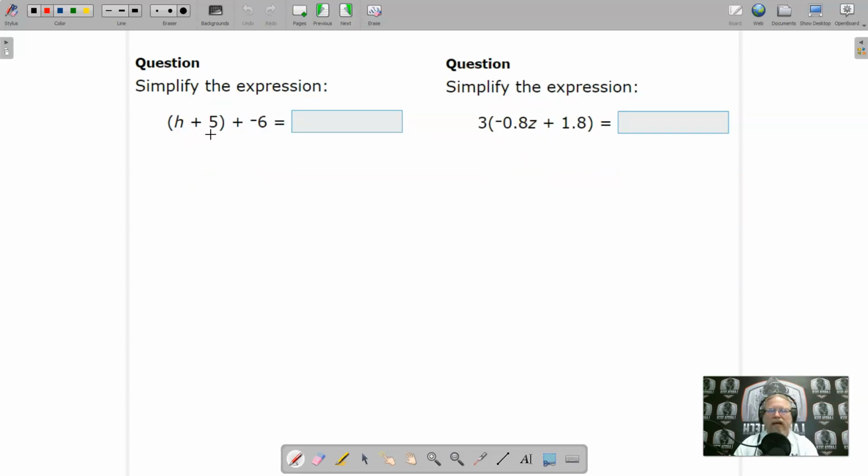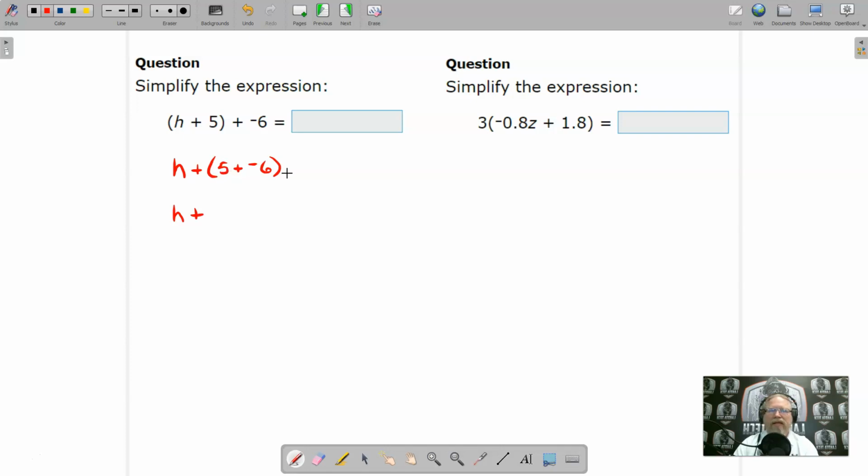Here the h is associated with the 5, but I want to get this 5 associated with the negative 6. So let's go ahead and use the associative property and reassociate that 5 with that negative 6. Now let's go h plus negative 5 plus negative 6.